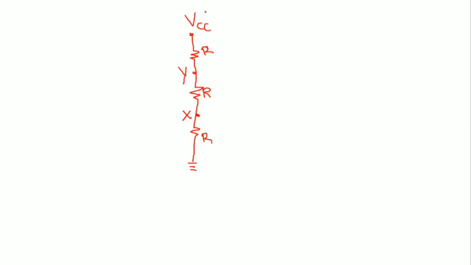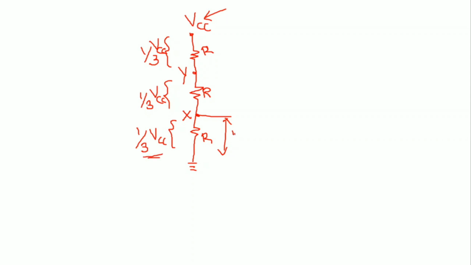It means that the voltage VCC is divided equally across each resistor. VCC is the total voltage applied, therefore each resistor will consume 1/3 of VCC, correct? So, this consumes 1/3 of VCC, this also consumes 1/3 of VCC, and this also consumes 1/3 of VCC. Now, what is the potential drop from X to ground? It is equal to 1/3 of VCC, right?